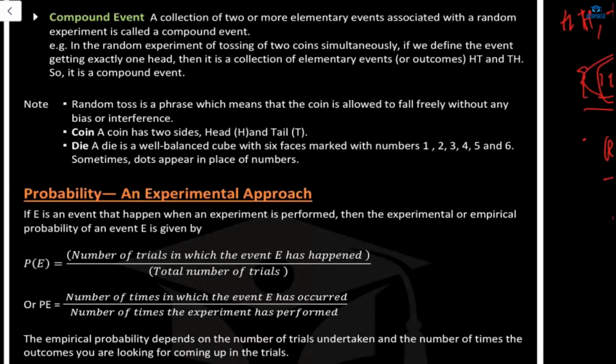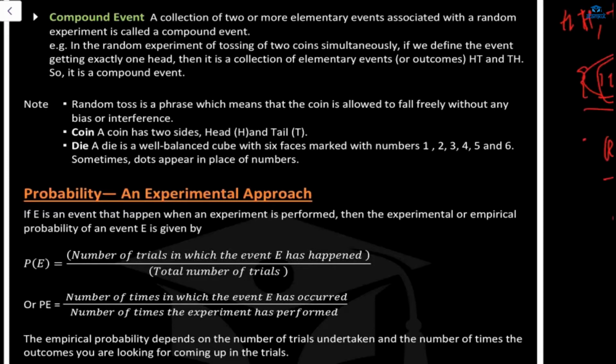Now, some note points. What is a random toss? Random toss is a phrase which means that the coin is allowed to fall freely. मतलब आपने टॉस किया तो बीच में कोई हर्डल उसको स्टॉप नहीं कर रहा है. It is properly tossed. Coin, everybody knows what a coin is. A coin has a head and a tail. This is called the fair coin. An unbiased coin is one that is not biased.